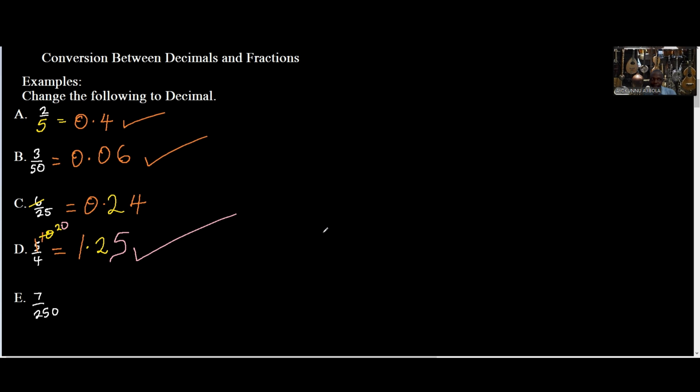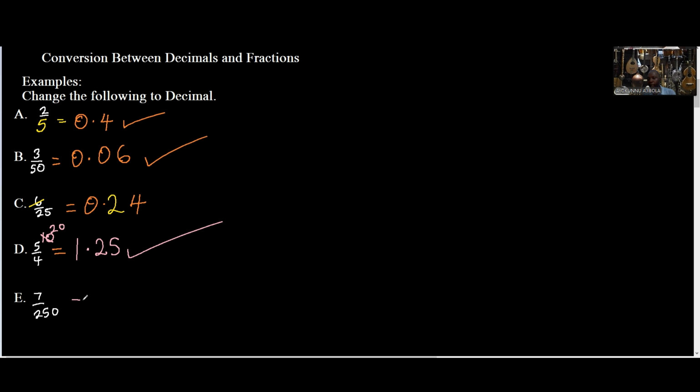Let me explain that again. Can 4 go in 5? Yeah. How many times? 1. Then you put a point. So when you remove 4 once from 5, you have 1 remaining, right? Then you put a 0. That's 10. How many 4s are here? That's 2. That's 8. When you remove it, you have 2. Put a 0. How many 4s are in 20? That's 5. And this is the answer.